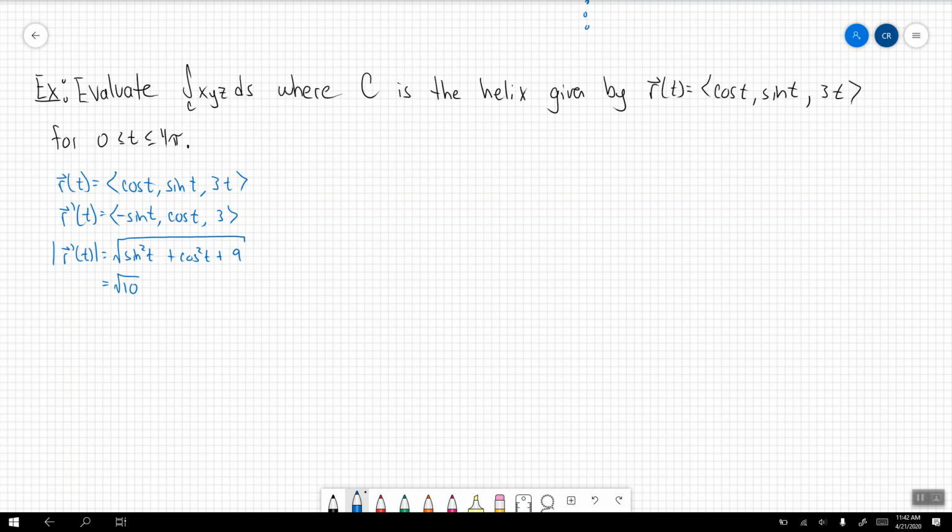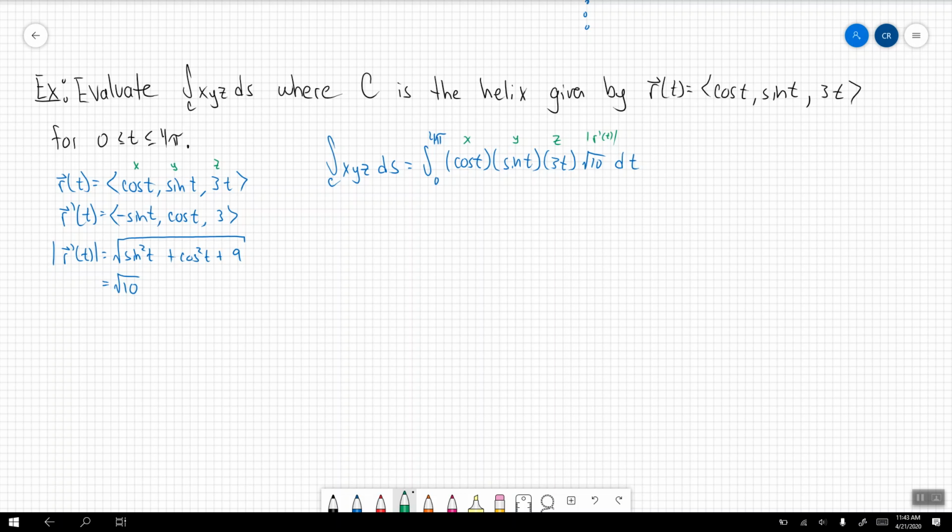Perfect. So that's the magnitude. Now, when I set up my line integral for x, y, z with respect to ds, this is now going to be the line integral for this curve, where this curve is parametrized between 0 and 4 pi. Here's my x component, my y component, and my z component. So my x component is just cosine t, y component is sine t, z component is 3t, magnitude is root 10, and then this is going to be with respect to dt. So again, this is my x, this is my y, this is my z, and this is the magnitude of the derivative r prime of t.